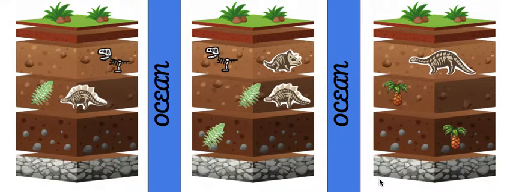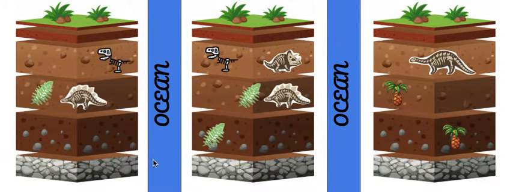Let's talk about how fossils can tell us some really interesting information about what our Earth used to look like a long time ago. So in this image, I'm looking at three different dig sites. Imagine I'm standing on the ground and I dig down through these layers of Earth, and I do that at three different locations. In fact, I'm doing that on three different continents.